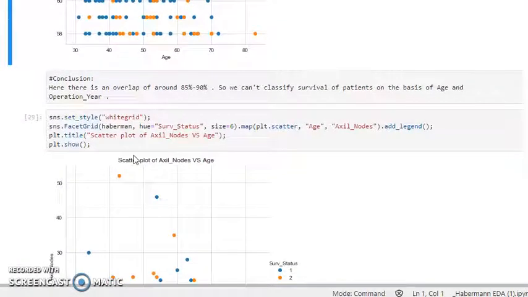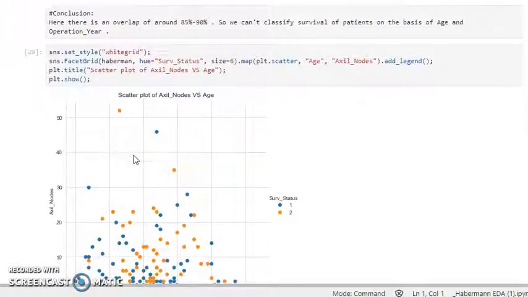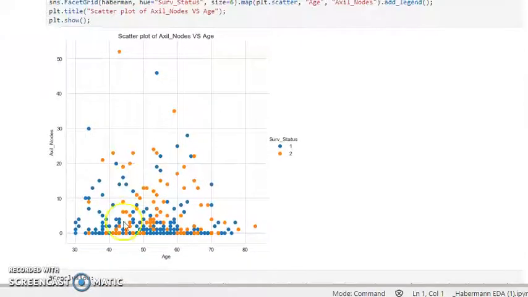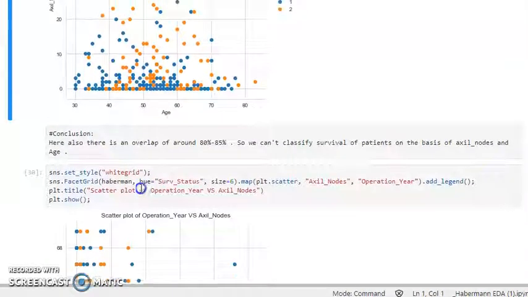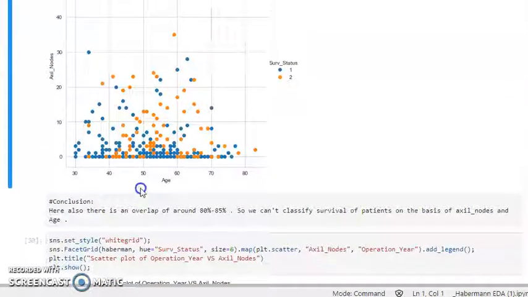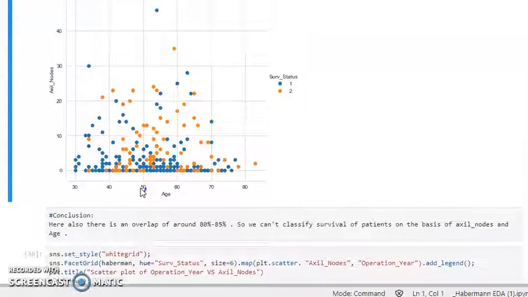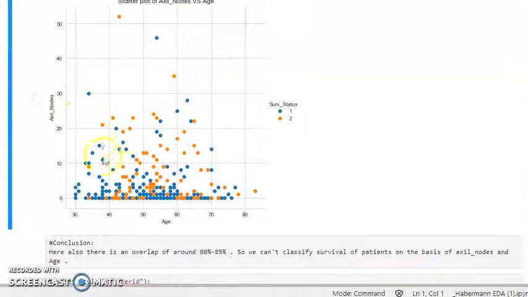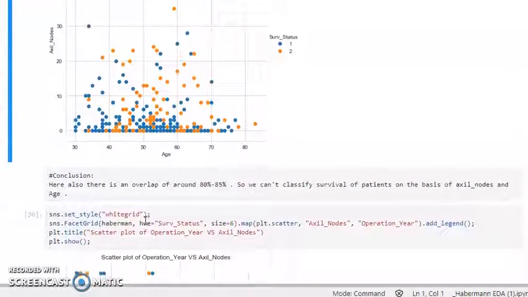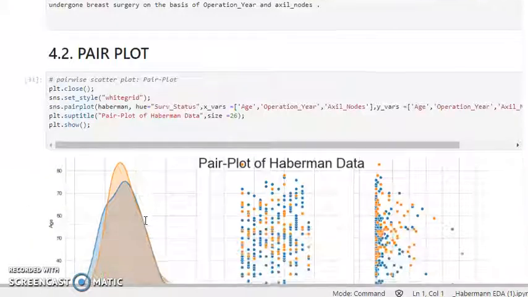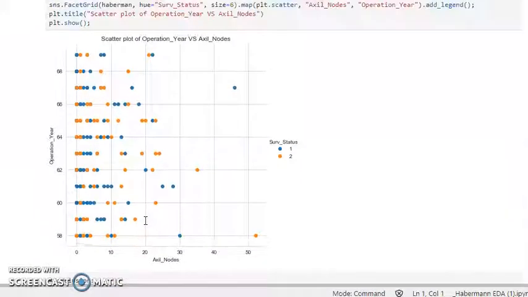Now let's move to the next plot. Here we are plotting a scatter plot among two features known as age and axial nodes. And here again we can see there is an overlap of around 80 to 85%. We can see there are a few outliers lying, and there is more overlap in this particular region. So definitely it is pretty hard to classify the survival status of our patient based on the axial nodes and the age. So that is pretty hard again.